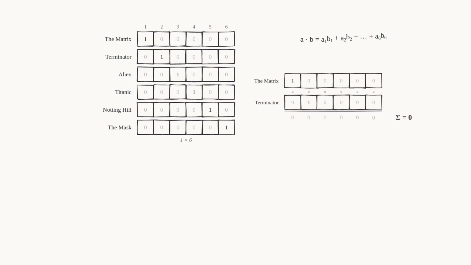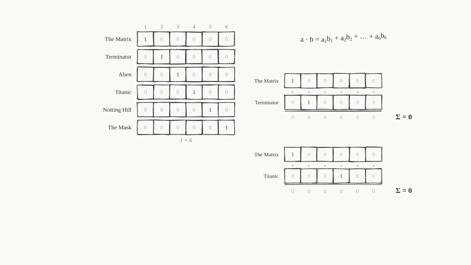Let's try it. The Matrix, Terminator. The ones sit in different positions, so every pair of factors has at least one 0 in it. The total is 0. The Matrix and Titanic, 0 again. And you can see the pattern. Any 2 different films give 0. All pairs are equally dissimilar.